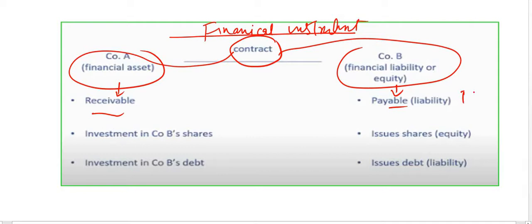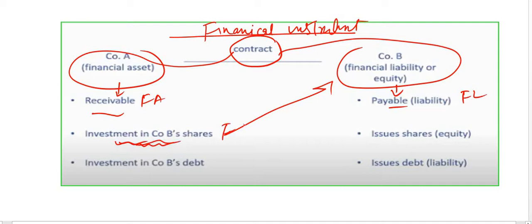Same as the case here: if party A issues some shares, equity shares, let's say company B issues some shares, and company A invested in these company B shares, so this investment is a financial asset.